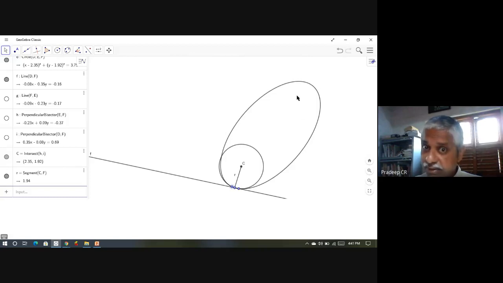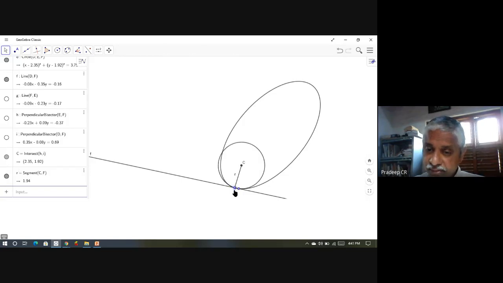Radius of the circle is small, so 1 by radius is very large, and 1 by radius was the curvature, because I told you radius of curvature is 1 by kappa, 1 by curvature. So curvature is very high here because radius of curvature is very small. Here, radius of curvature is very large, so the curvature itself is very small. You can understand both by these figures.